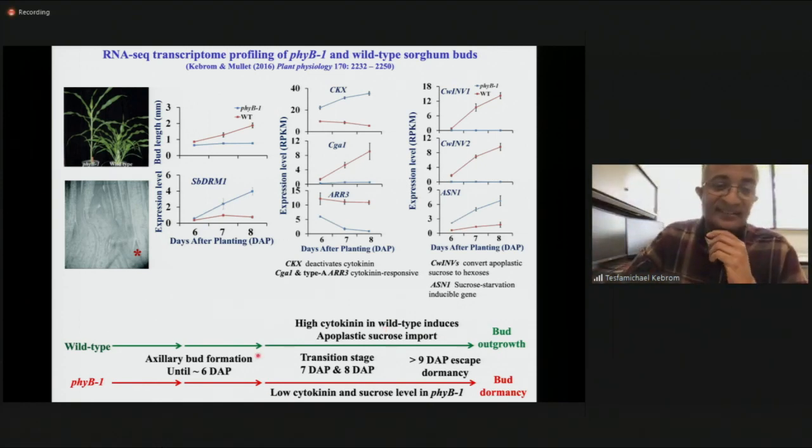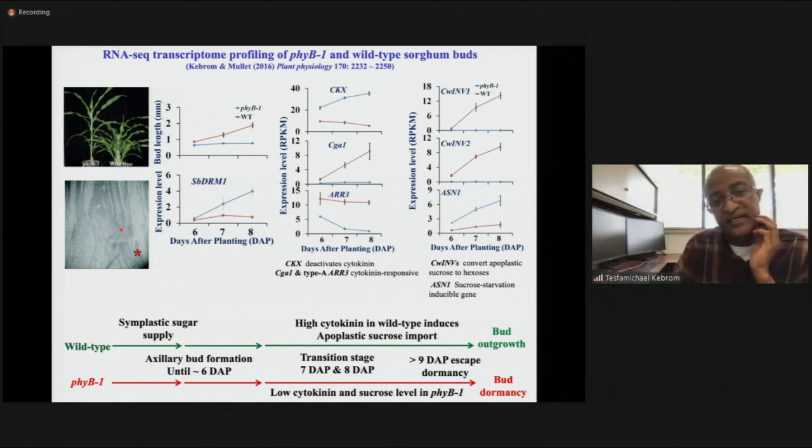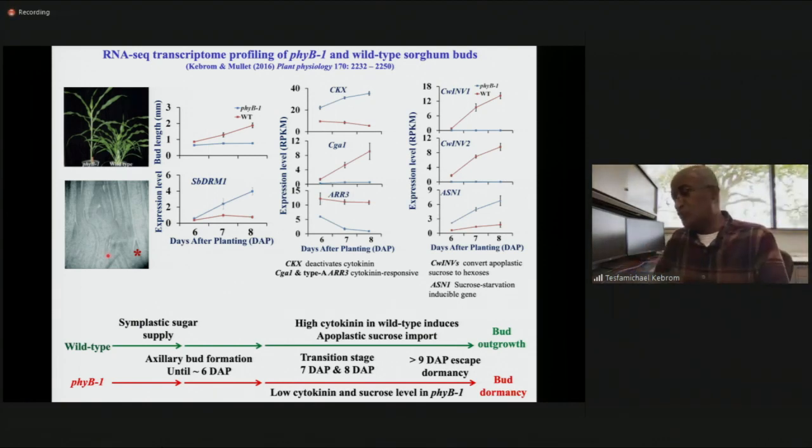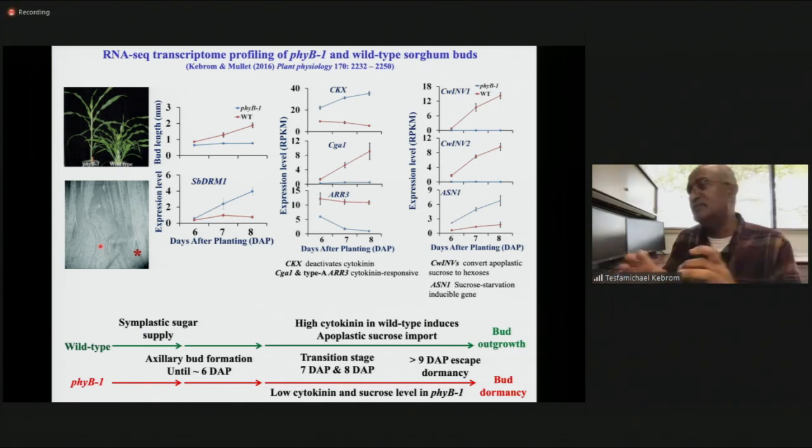So the question is, how is a bud formed? Why was sugar available during bud formation? During this stage, the bud is part of the stem, and cells in this section of the stem are connected to each other through tubes called plasmodesmata. So sugar flows from one cell to the other through a tube. Maybe the buds were part of the main shoot, connected to this symplastic system, and they were getting sugar.